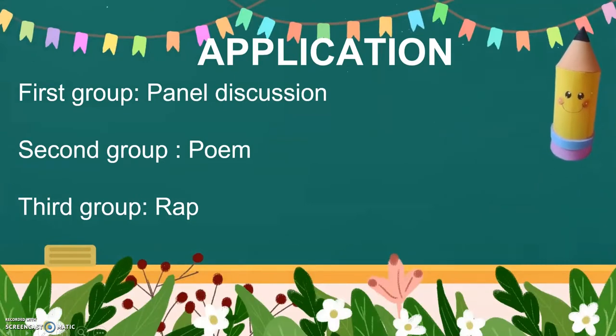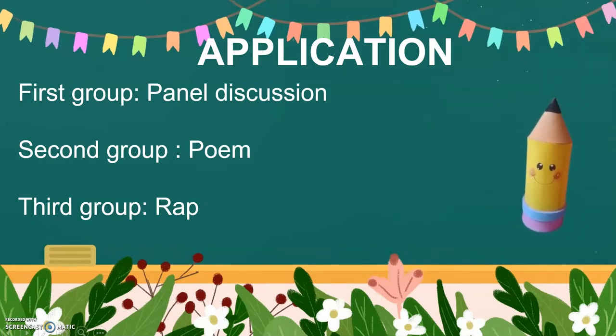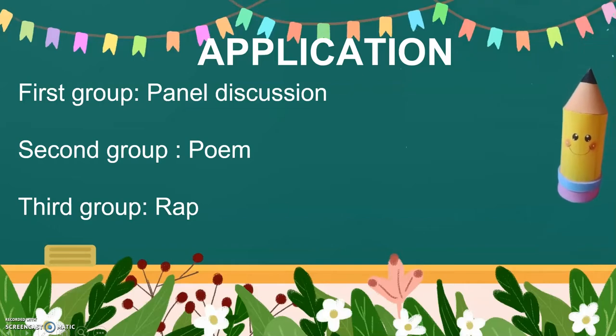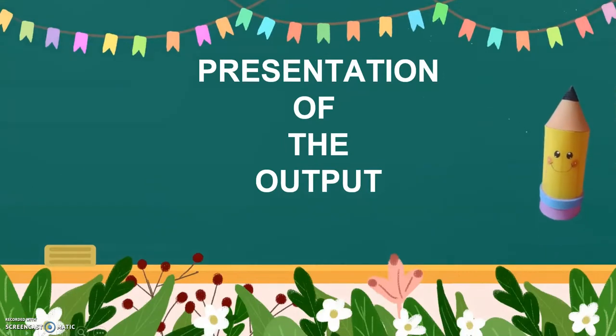Alright, so here we are at our application part. So, let's have the first group panel discussion. You are going to apply the second objectives. Second group poem, third group rap. And you're going to do this for 5 minutes. You can send your output in our messenger group chat for those who are not around. Okay, let's just fast forward our lesson. Okay, let's have the presentation of your output now.